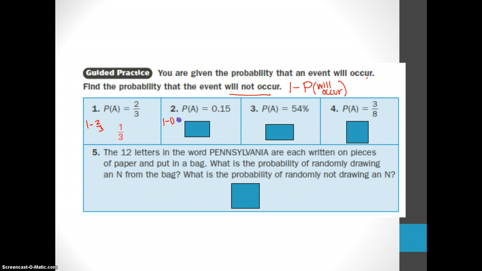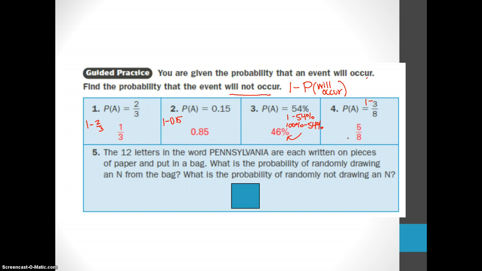1 minus 15/100 is 85/100. 1 minus 54%, change it to a decimal, then change it back to a percentage, is 46%. You could have also thought about 1 as 100%. 100% minus 54% is 46%. Then 1 minus 3/8 is 5/8.